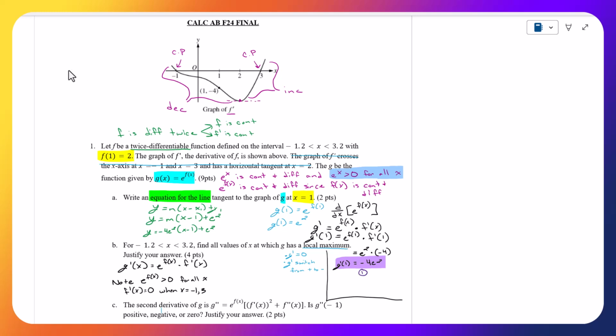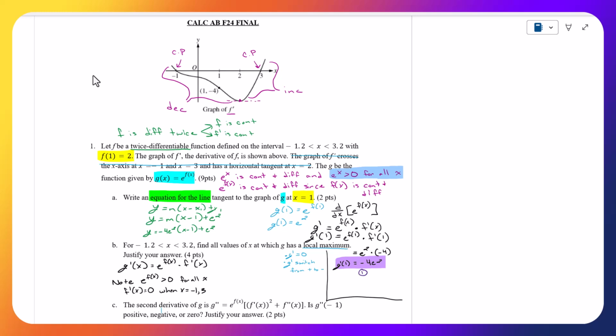And now we need to prove that g prime is switching from positive to negative. Well, we've noted that e to the f of x is greater than 0. E to the f of x is always positive. So this number doesn't matter, really. We can sort of think about this as just an invisible 1, or any sort of positive number you want, really. So we're looking for where f prime of x is switching from positive to negative. Well, that would be here at -1, because our graph is positive to the left, negative to the right.